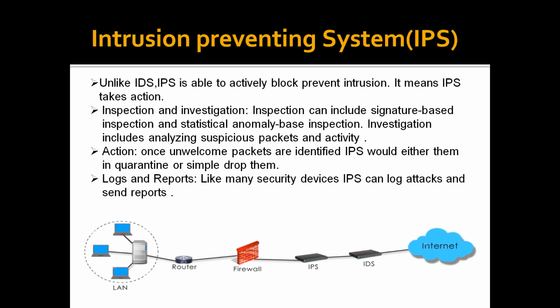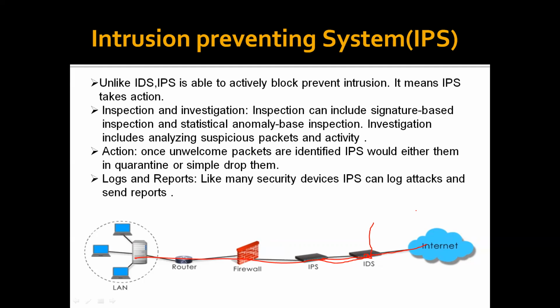Like this, some packet comes in here, right? The IDS checks and detects the packet. After the IDS decides whether the packet is good or bad, it forwards it. If the packet is good, the IPS sends it to the firewall and then to our LAN, right?